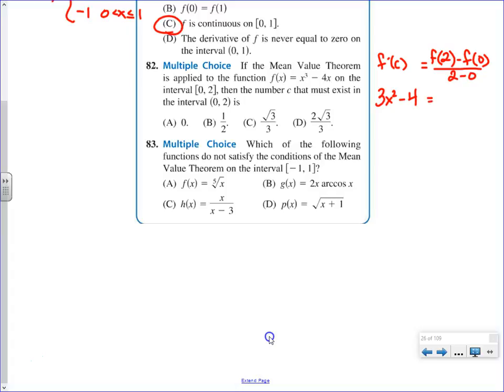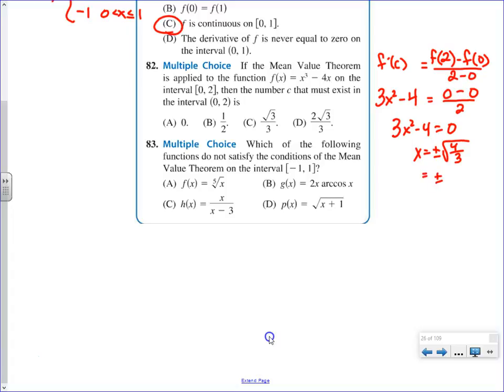Equals. F of 2, plug it in. 2 cubed is 8. 8 minus 8 is what? 0? Oh my goodness. F of 0, what is it? 0? All over 2 minus 0. So we're just finding when 3x squared minus 4 is just equal to 0, which is add the 4, divide by the 3, plus or minus square root. Wait. Plus or minus square root? But you can only have positive. Oh, so I have x is equal to plus or minus square root of 4 over 3, which is the exact same thing as, they're not going to leave the 4 under there. 2 over square root of 3.